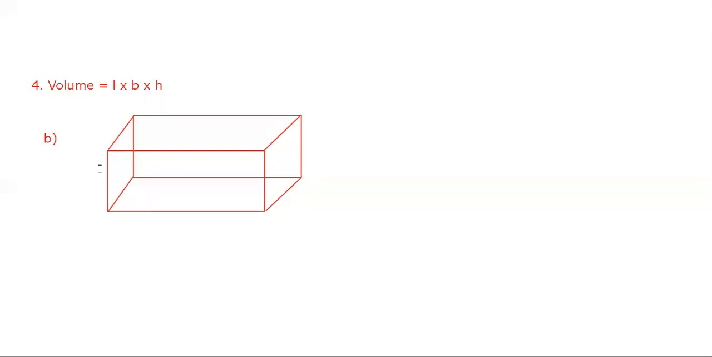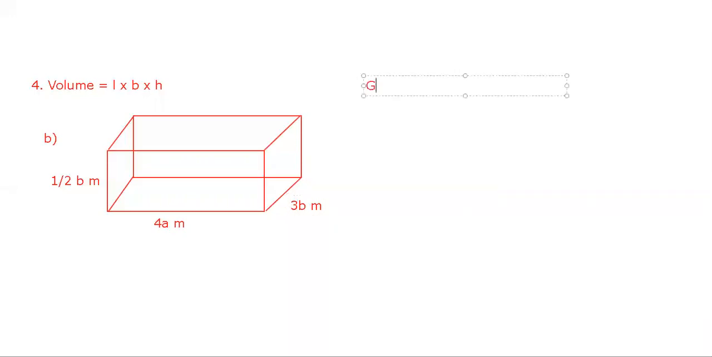This is one rectangular object. Height is given as 1/2 b meter, length is 4a meter, and breadth is given here as 3b meter.